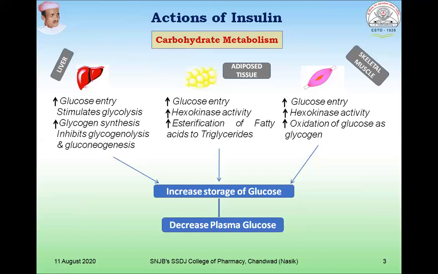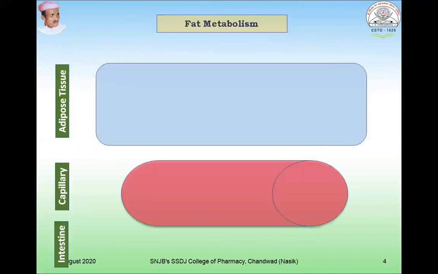the hexokinase activity. In muscle cell, glucose is oxidized by activation of the enzyme pyruvate dehydrogenase. Glucose is also stored as muscle glycogen, which is stimulated by insulin. Now, what are the effects of insulin on fat metabolism? If you see, insulin increases the storage of fat and inhibits mobilization and oxidation of fatty acid from fat depot.